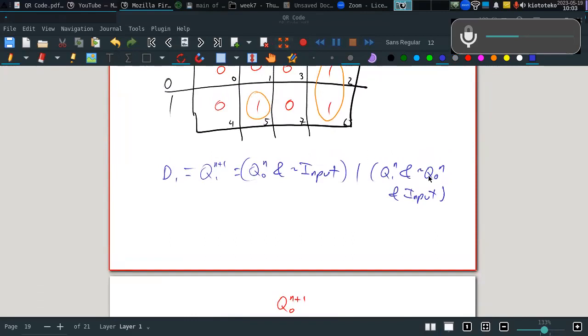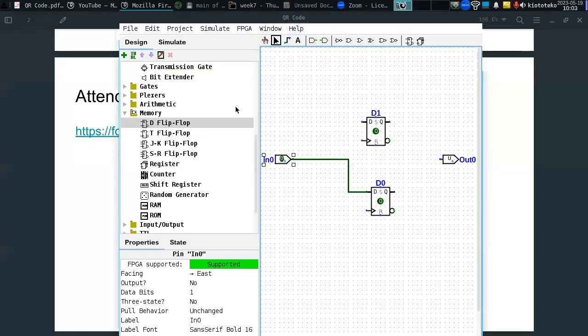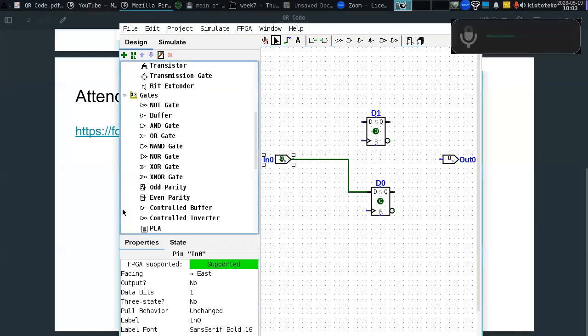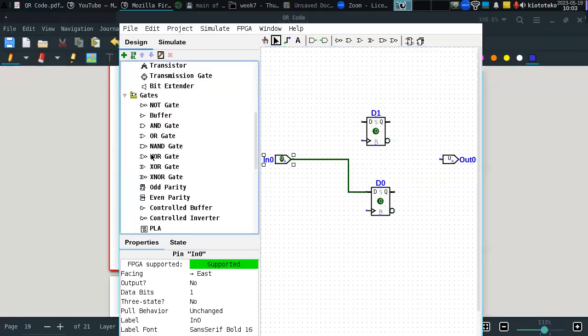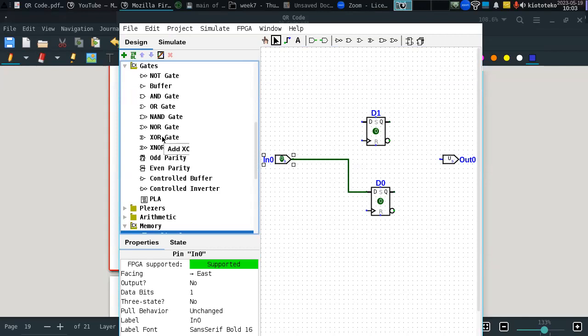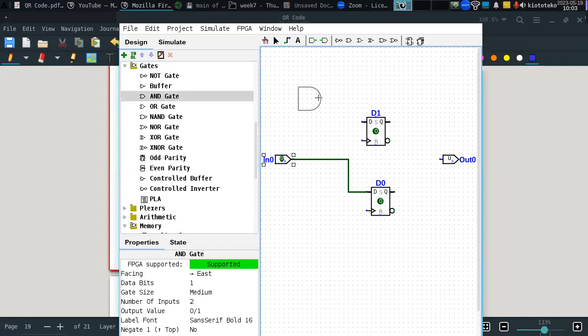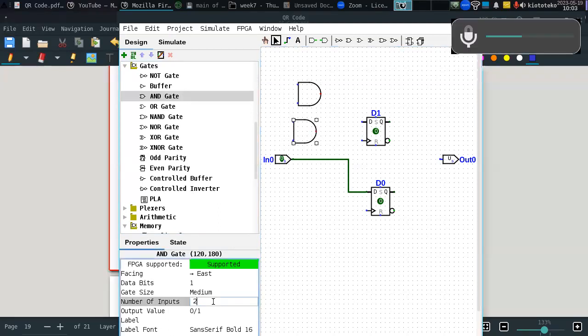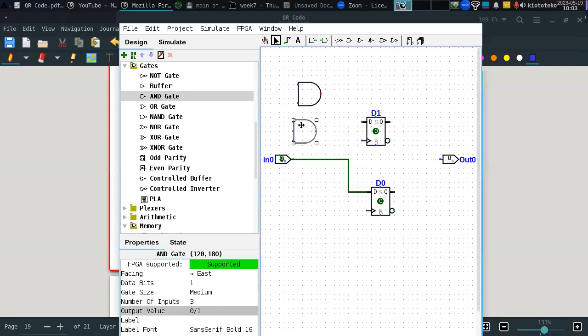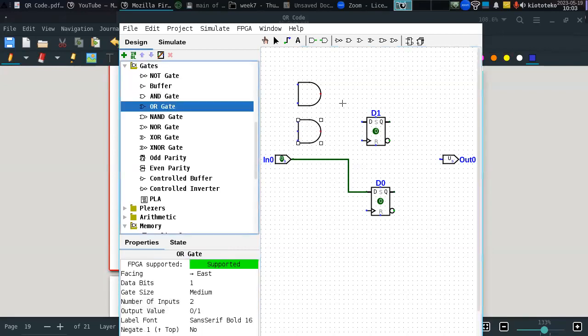So it relies on one AND gate of 2 inputs, or one AND gate with 3 inputs and an OR gate, no? So we go to gates. The gates. And one AND gate here. Another AND gate, this time of 3 inputs. And we need an OR gate here.